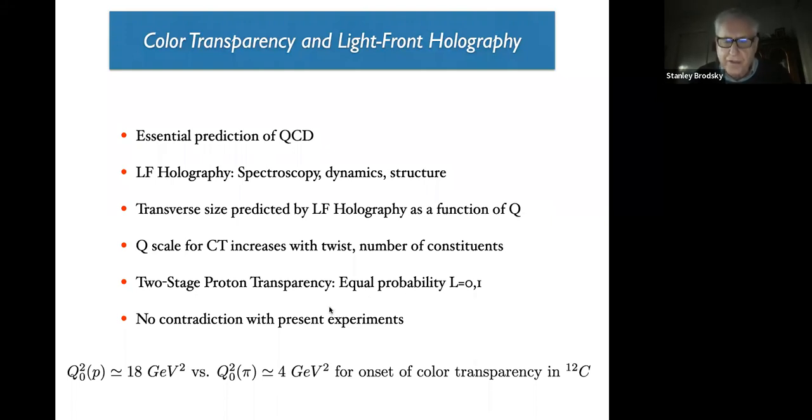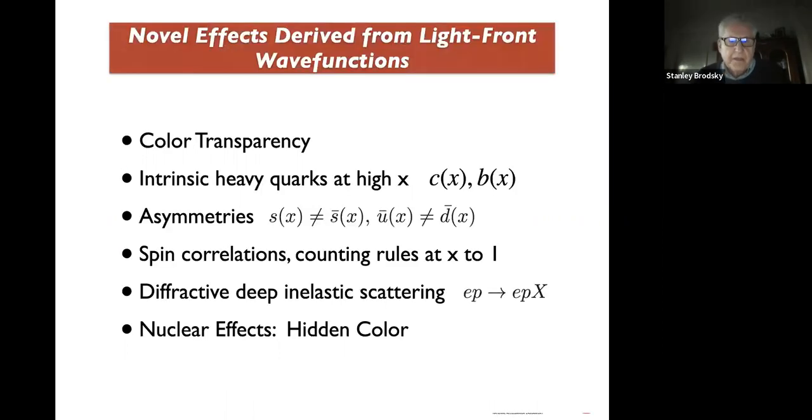And there's no contradictions with present experiments because they have not gone high enough to see the proton transparency at all. You have to go to 18 GeV squared for the proton versus 4 GeV squared for the pion, say if you use the carbon nucleus. So we have then for novel effects from these light front wave functions, color transparency is the key one. And then there's intrinsic heavy quarks, which I want to mention briefly.